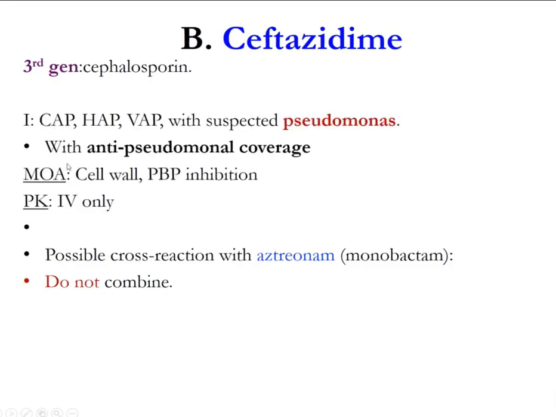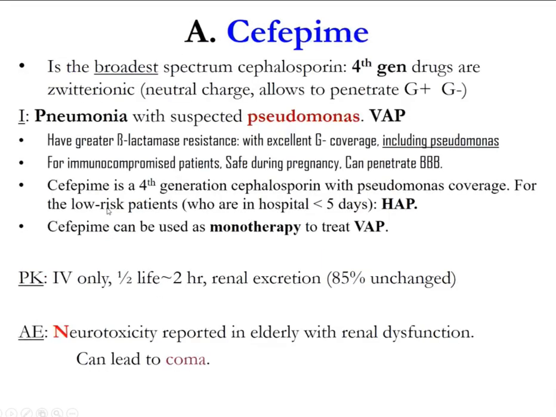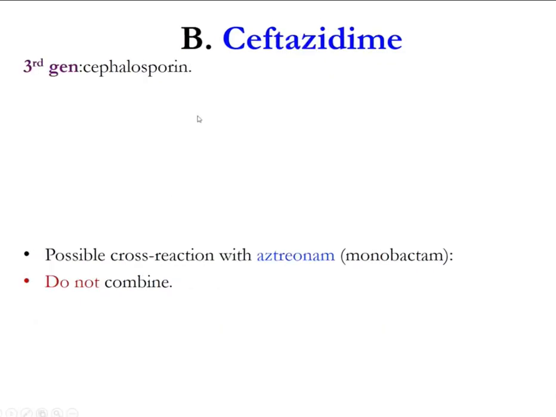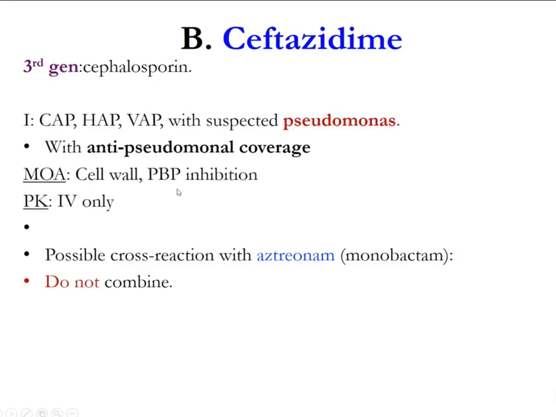Ceftazidime, that is a 3rd generation cephalosporin, with Pseudomonas coverage. Both of these drugs, okay, I forgot to mention, cefepime also is a cell wall synthesis inhibitor, similar to other cephalosporins and beta-lactams. Penicillin binding protein binding. Ceftazidime, same thing. That's why cell wall, penicillin binding protein. Possible cross reaction with aztreonam. That means you should not give aztreonam, which is a monobactam.